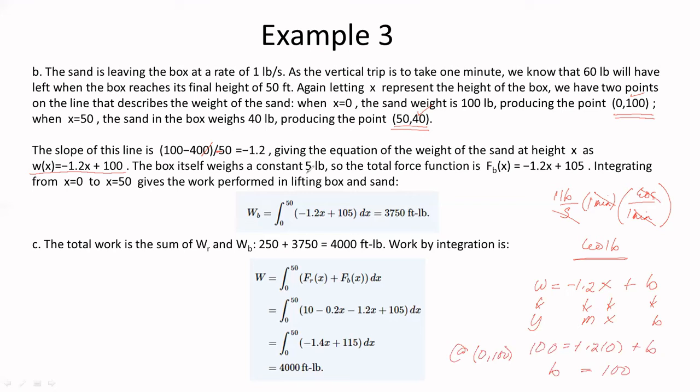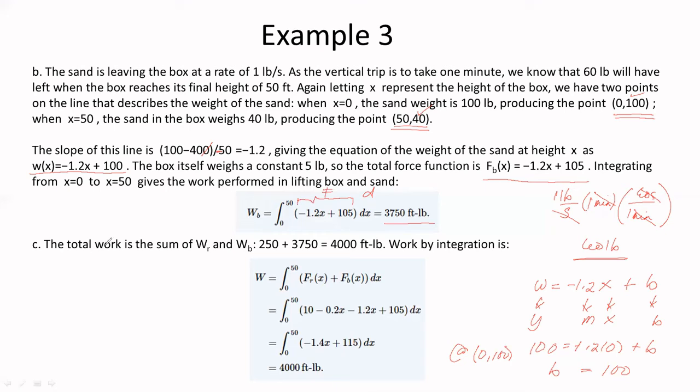So the box itself weighs a constant 5 pounds. Remember, this is the weight of the sand, but the box only weighs 5 pounds, and it's a constant. So your total force will be the sum of this negative 1.2x plus 100 plus the 5. So that would be your expression here for the force: negative 1.2x plus 105. This is the expression for the force needed to pull up the constant weight box and the variable weight sand inside the box, and this is the displacement. So the answer for letter B will be 3,750 foot-pound force when you already process this integral.